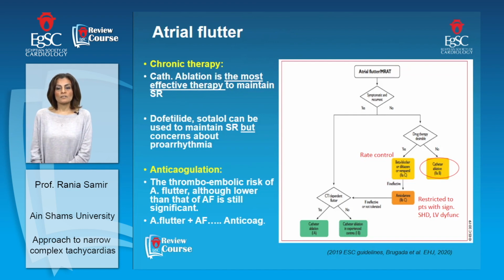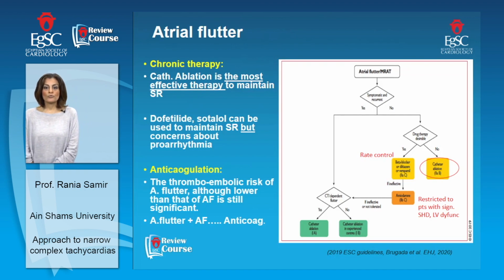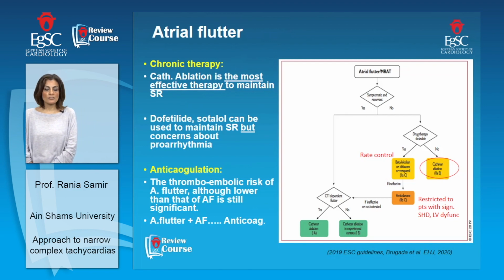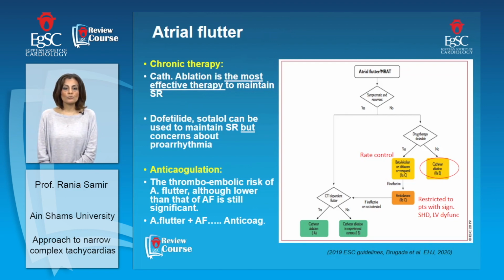But if the tachycardia is infrequent or non-recurrent and drug therapy is desirable, you can use beta blockers or calcium channel blockers for rate control, or even amiodarone, especially if the patient has LV dysfunction. But the best treatment of atrial flutter for long-term rhythm control is catheter ablation. No drug is effective in long-term rhythm control of atrial flutter.